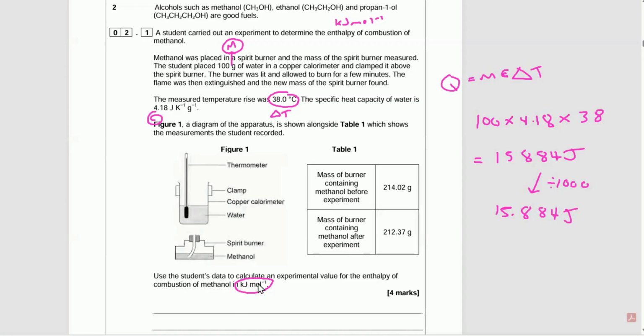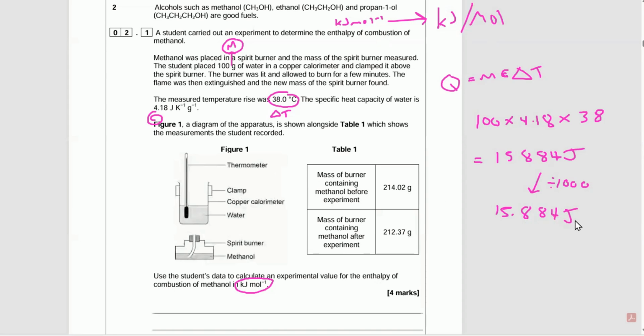So next steps. This says mol^-1. So I want to turn it into divided by moles. Mol^-1 is in old money, back in your GCSE days, just kilojoule per mole. So when they write mol^-1, that's what that means.